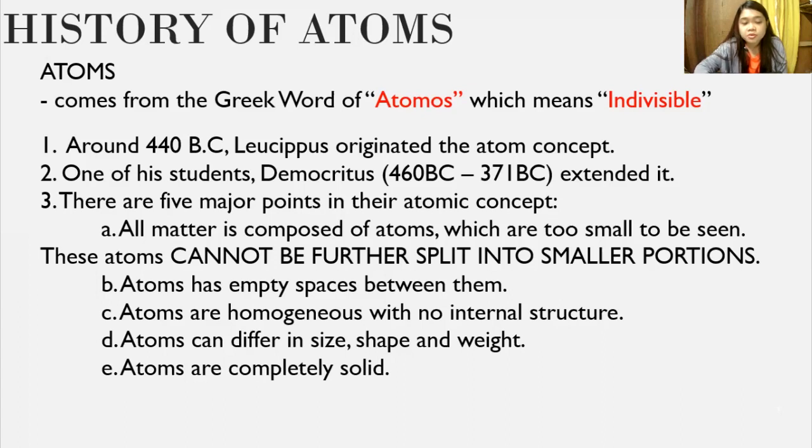Atoms also have empty spaces between them. These empty spaces, they refer to as the atomic cloud of a certain atom, and its nucleus is just empty space, or what they call a vacuum. Then also, atoms are homogeneous with no internal structure, and they can differ in size, shape, and weight depending on the element or type of matter that they tried to split into smaller portions. And also, atoms are completely solid.